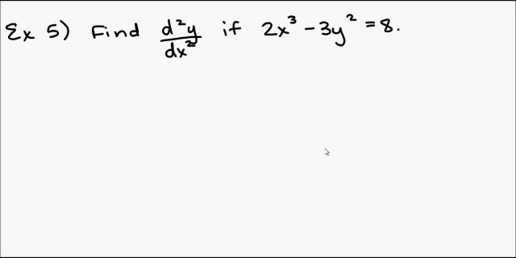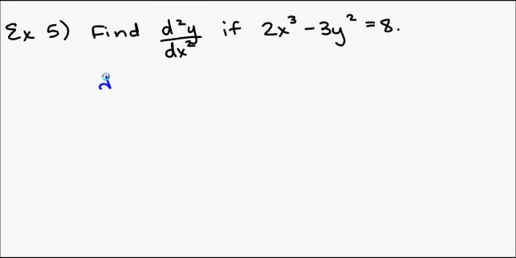2x cubed minus 3y squared equals 8. So we're trying to find the second derivative implicitly. And again, we're doing implicit differentiation because we don't have a y equals, and it's not really easy to get the y equals. You have the square. And so just use implicit differentiation here. So first, if we want to get to the second derivative, we have to find the first derivative.